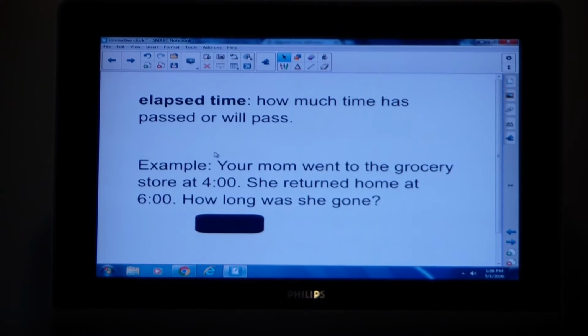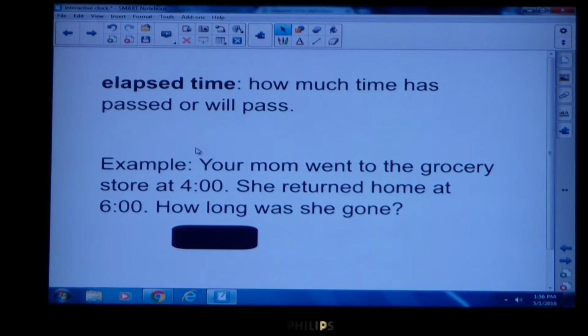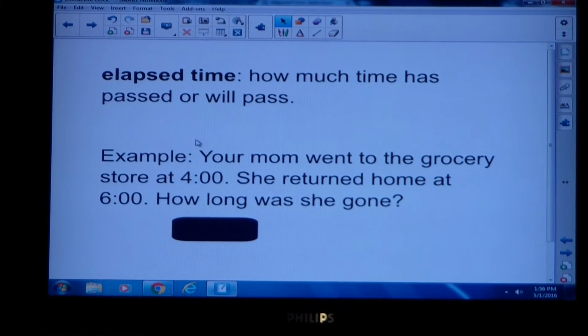What we're going to be looking at is something called elapsed time. Elapsed time basically is how much time has passed or how much time will pass. Okay, elapsed meaning it has happened in the past or how much time will elapse.